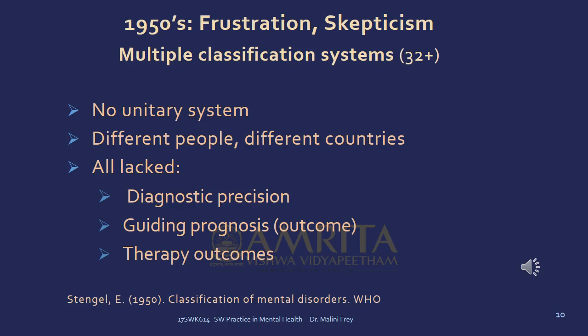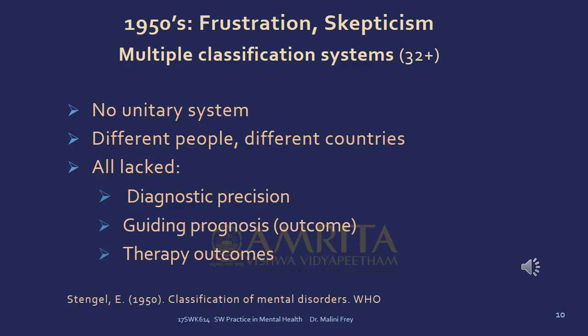And every single system had its own unique way, and yet all of them lacked diagnostic precision. In other words, they didn't have the clarity to be able to diagnose a specific syndrome. They also were not able to guide the prognosis or the outcome of a disorder. And no one had a system that had enough understanding of mental disorders that we would actually know what kind of therapy to do and what the likely outcome of the therapy would be. So this was a time of frustration. And when there's a period of frustration, it often leads to people finally opening up with a new system.